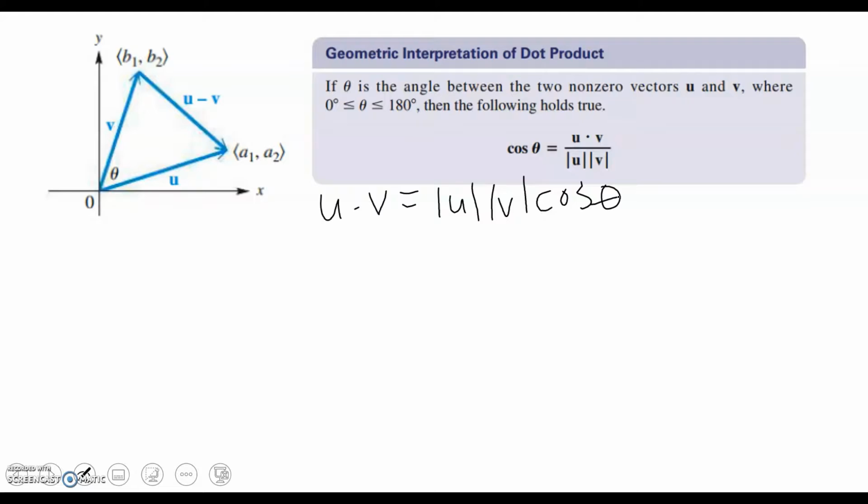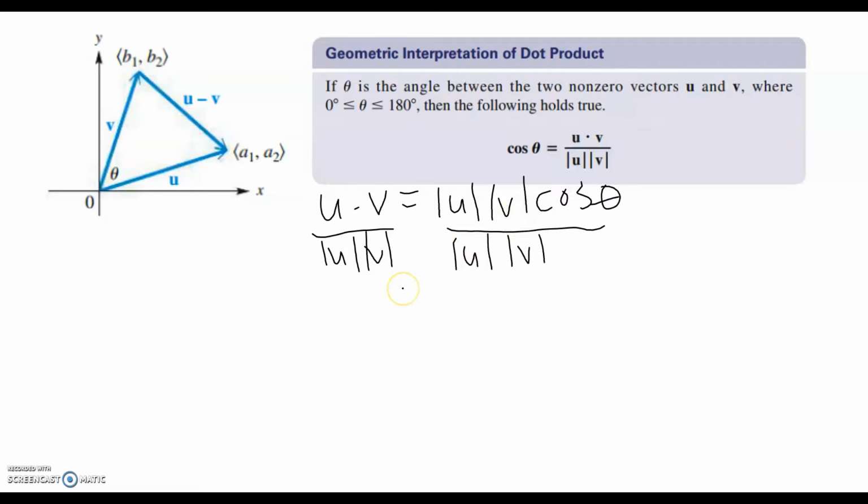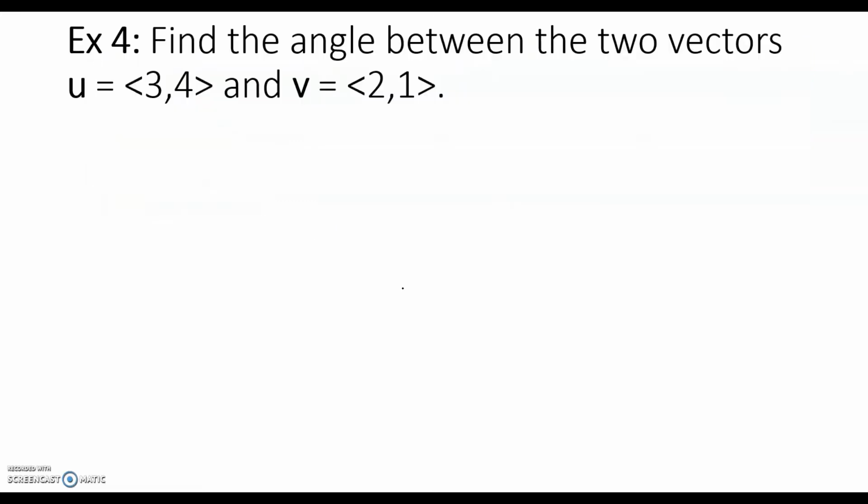All right. But we typically solve this for cosine of theta by dividing both sides by the magnitudes. And this is usually what we use in this geometric interpretation. So we end up using cosine of theta is equal to the dot product of u and v divided by the product of the magnitudes of both of those. And we usually use it in this form because we usually want to find the angle between the two vectors u and v. So here's an example of actually doing that.